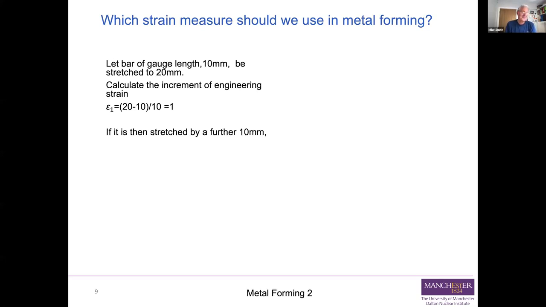Then let's stretch it by a further 10 millimetres. Well, now the engineering strain is 30 minus 20 over 20 because the initial length is larger. So the engineering strain increment for your second operation is 0.5, which is all well and good. Unfortunately, if you say, what's the total engineering strain for this operation, where you're going from 10 to 30, it's not 1.5. You can't add them together because it's actually 30 minus 10 over 10, which is 2.